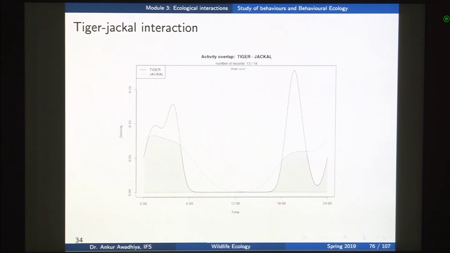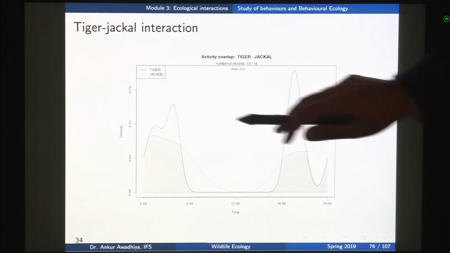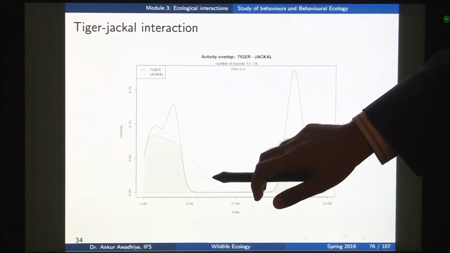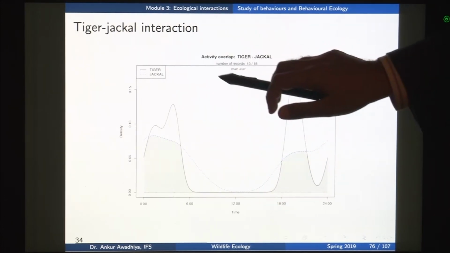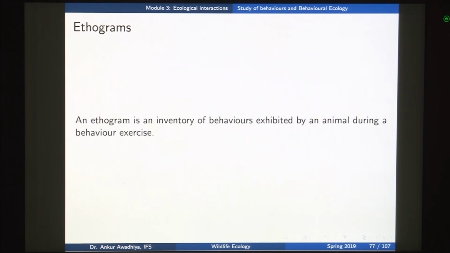Now, on the other hand, if we look at the overlaps between two carnivores, tiger and jackal, we will observe that there is a much greater overlap between both of these. Here again the black line is the tiger and the dashed blue line is the jackal, and we observe that the amount of overlap is as great as 67%. So, this is one example through which we can discern different behaviors and why they are happening by looking at the activity patterns. The second way is by making ethograms.